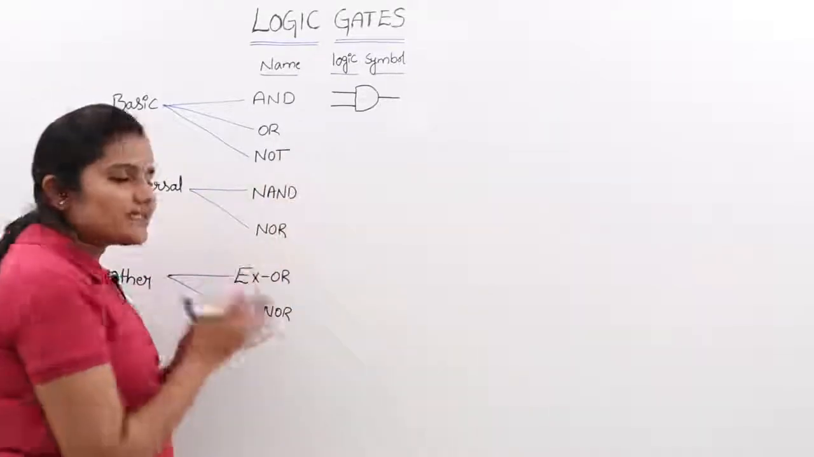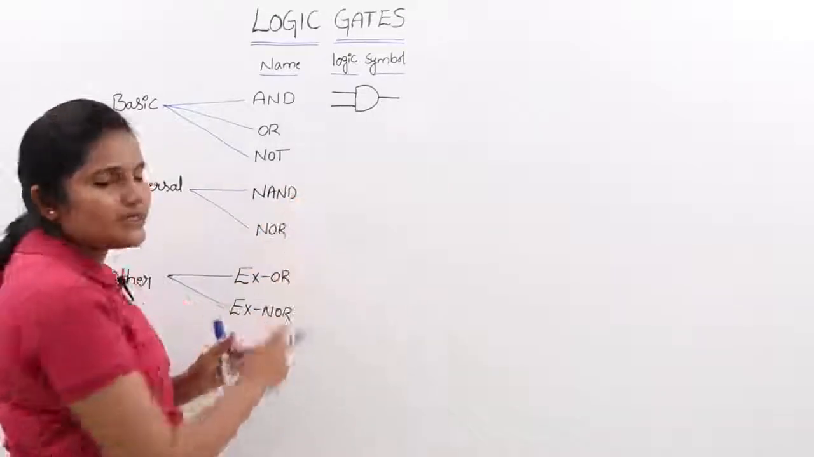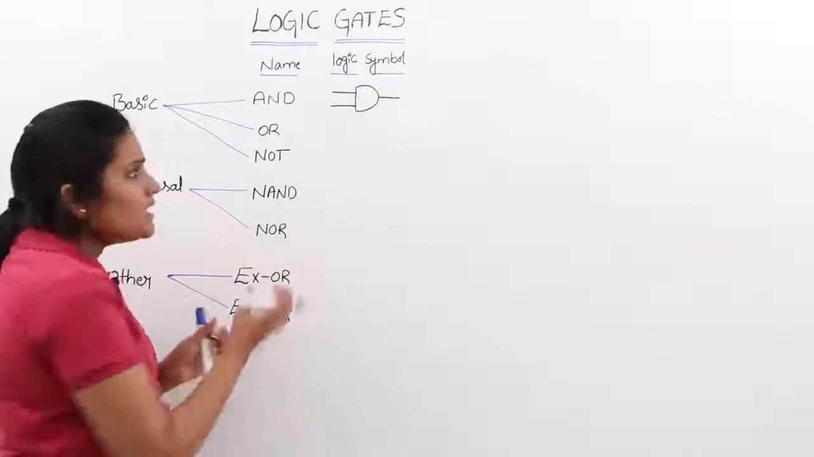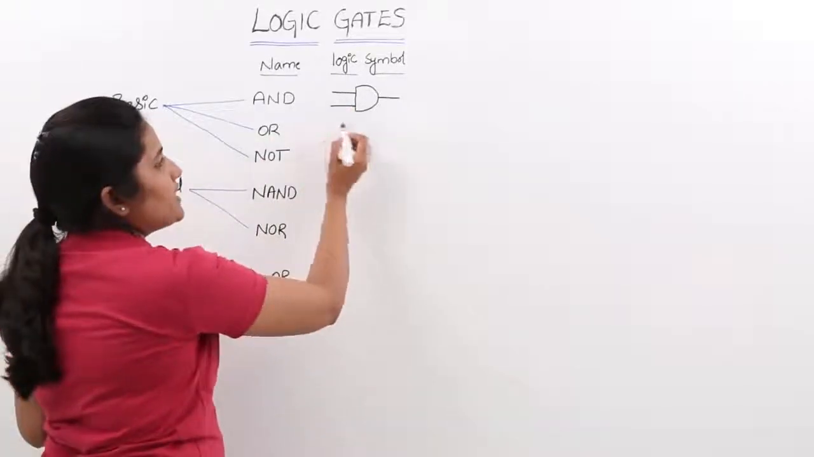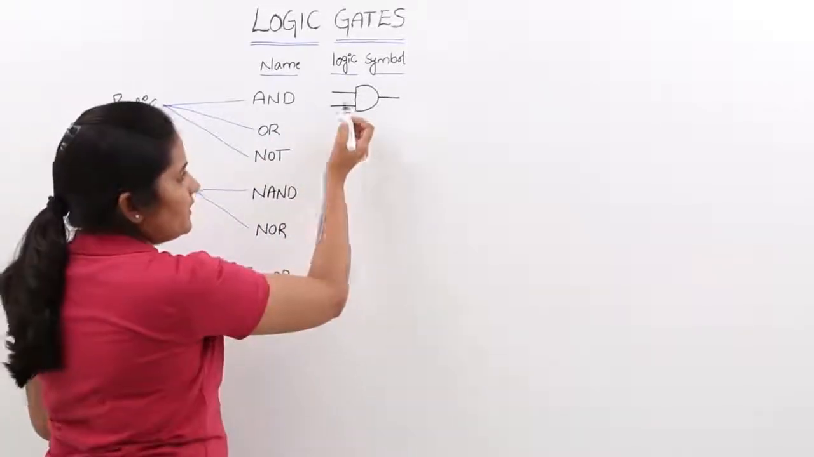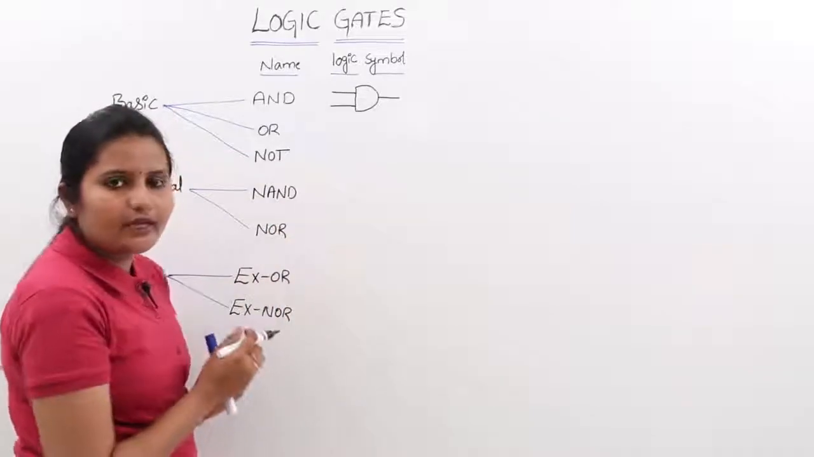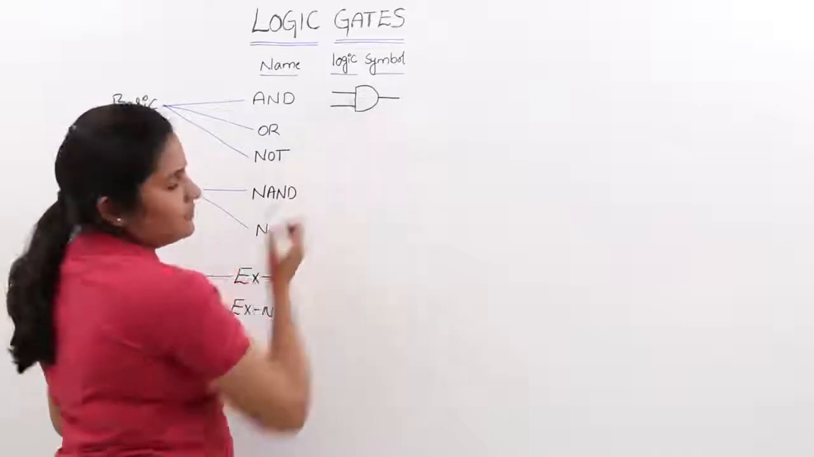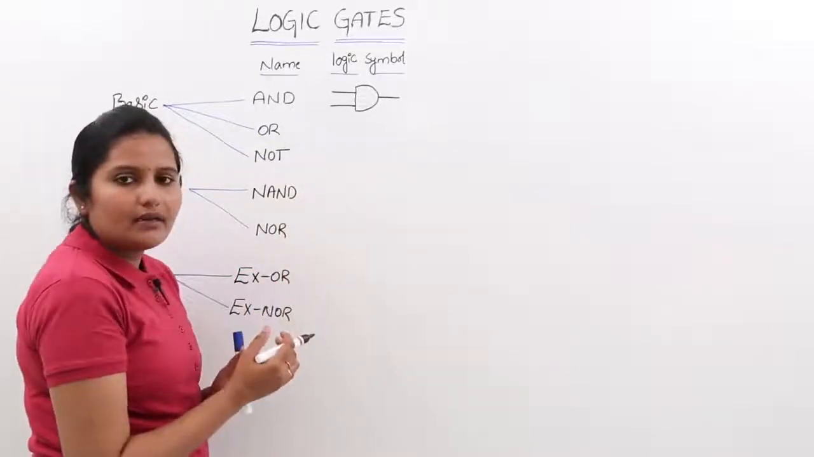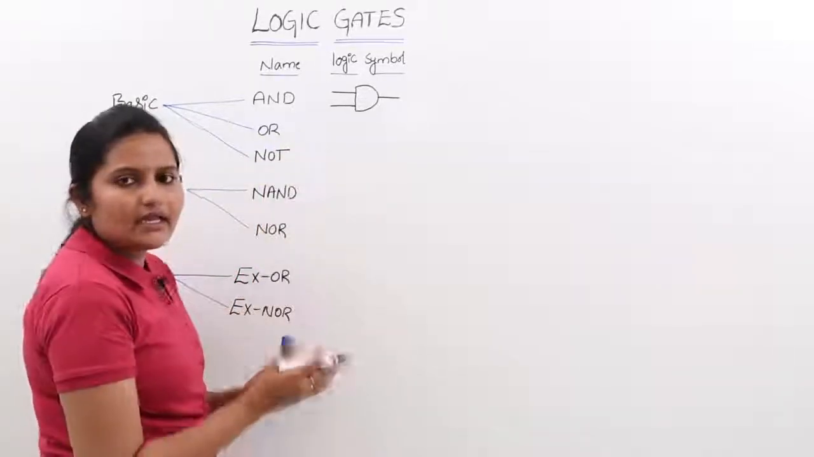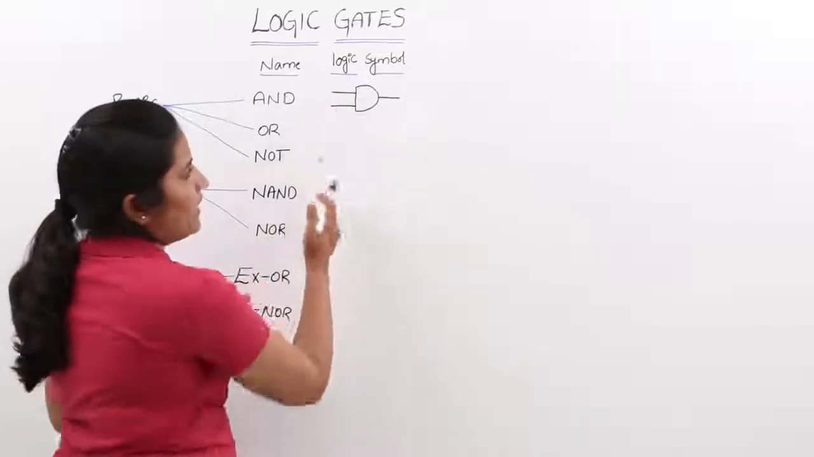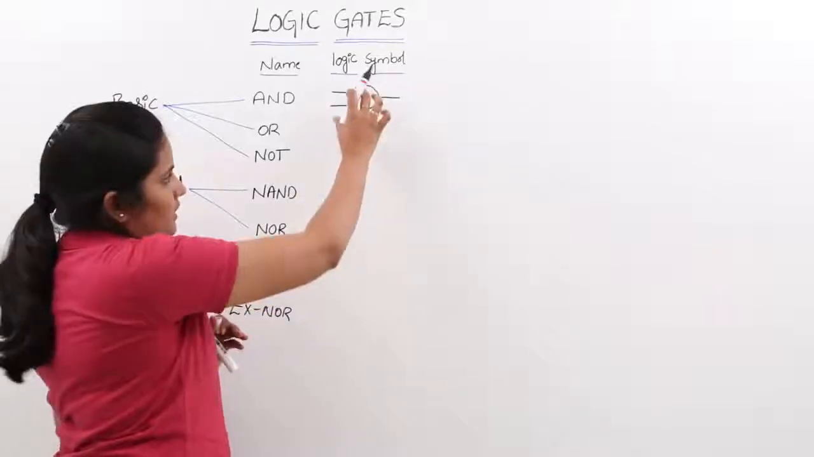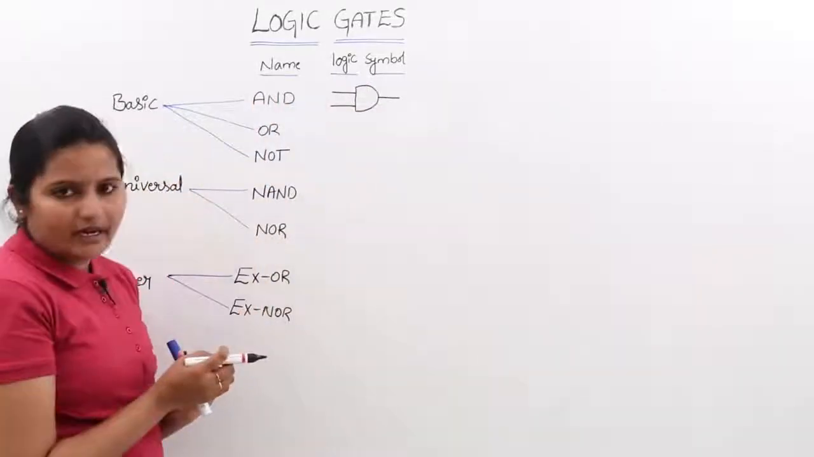Here, for example, I am taking the logic symbol for 2 input gates; you may have n inputs, it just varies the input lines. If it is the symbol for a 2 input AND gate, a 3 input AND gate may have 3 lines here, and an n input AND gate may have n input lines at the input end. Here you may have n inputs. So this is the logic symbol for the AND gate.